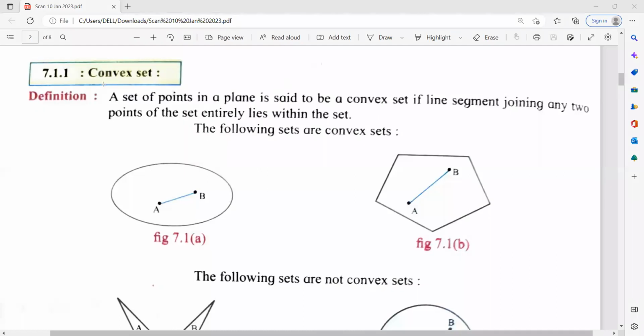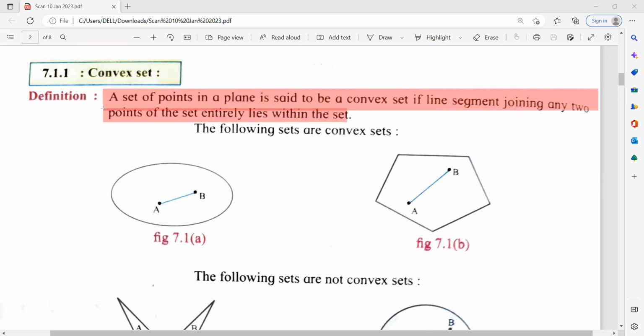A set of points in a plane is said to be a convex set. Every set here is a set of points. So what is a convex set? A set of points in a plane is said to be a convex set if the line segment joining any 2 points in the set entirely lies within the set. The following sets are convex sets.